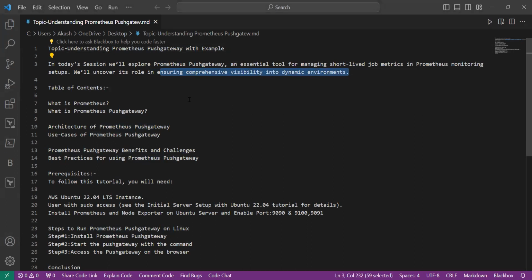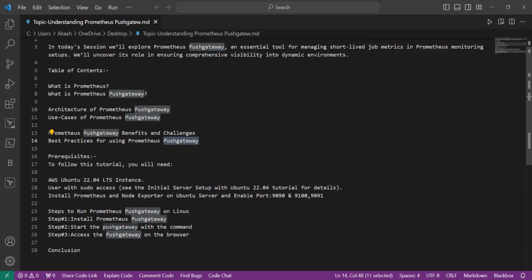So in today's session, we will learn about the Prometheus PushGateway. Then we will learn about its architecture and the use cases of the PushGateway. We will also explore its benefits and the challenges of Prometheus PushGateway. Then we will learn some best practices for using Prometheus PushGateway. And then we will simply install the Prometheus PushGateway on our Ubuntu server.